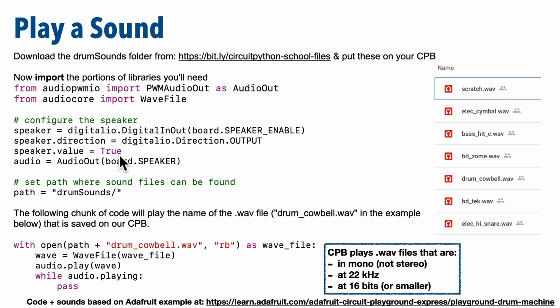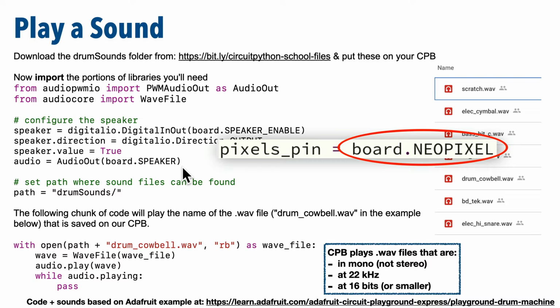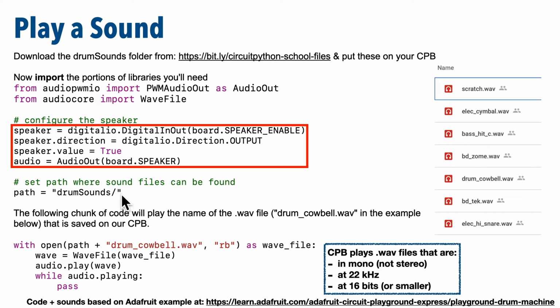And then on the line below that, we're going to create a variable called audio to hold an AudioOut object. And in parentheses, that's going to be board.SPEAKER. Now board knows where the speaker is on our CPB. There is a built-in speaker in the same way that board.NEOPIXEL knew where our 10 built-in NeoPixel lights were. So include these four configuration lines at the front of your code, and the speaker on your Circuit Playground will be ready to be used.